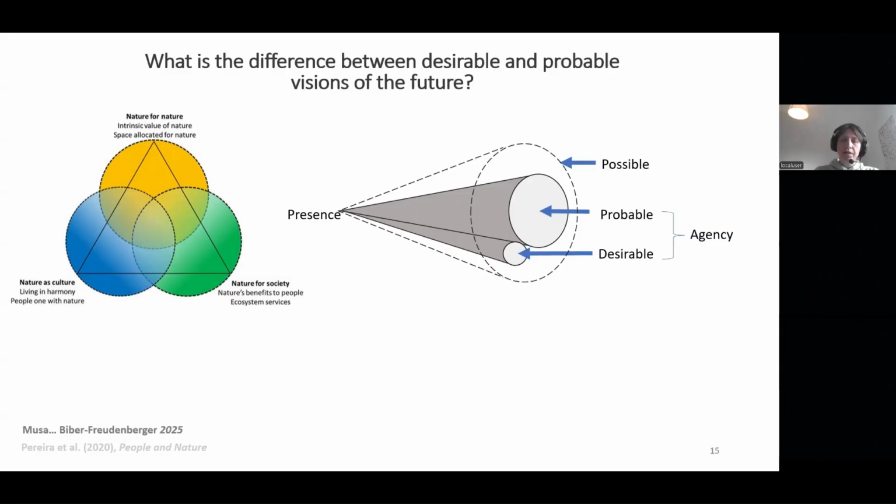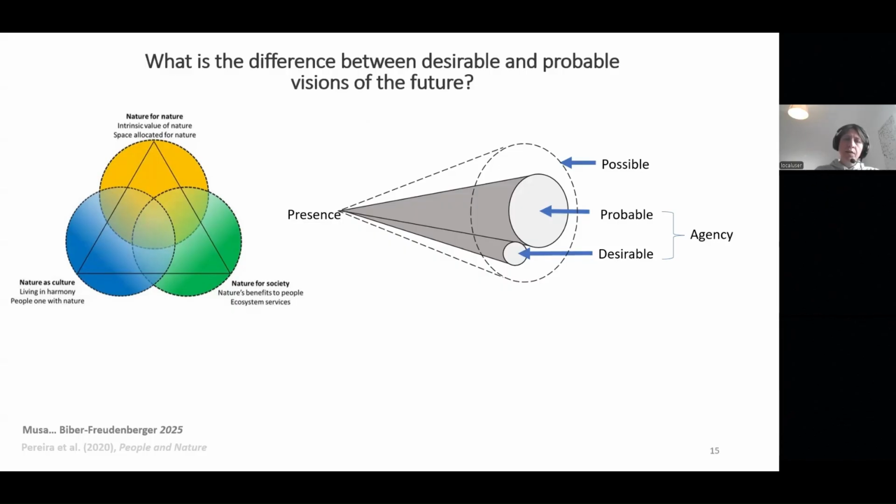I value nature because I'm depending on it, maybe because I have agricultural fields and so on. But it can also be valued for its own sake. So nature also has an intrinsic value, and that would be the second dimension. And the other dimension would be nature as culture. This is a concept which is maybe more relevant in communities where we have traditionally a very close link of culture and nature, so a larger link to the spirituality of nature.